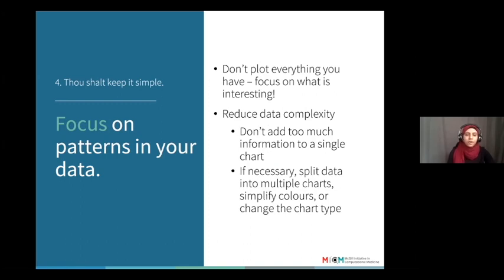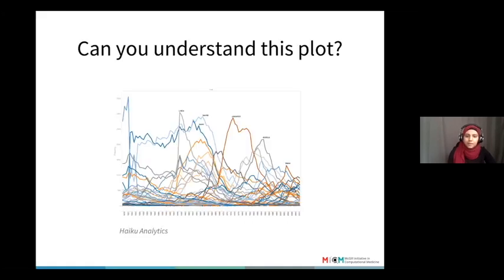Often, you're better off splitting data into multiple charts, simplifying colors, or even changing the chart type that allows you to better digest or better emphasize certain patterns that you're trying to demonstrate. So, for example, if we look at a really beautiful line plot like this, can anyone actually understand what's happening here? We got a lot of different colors, we got a lot of different individual data sets here. It's a complete mess.